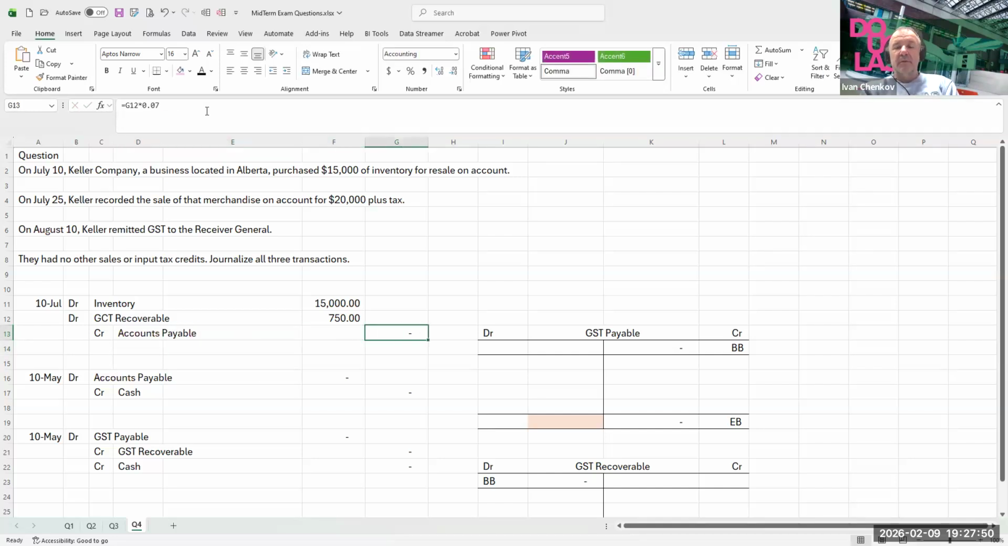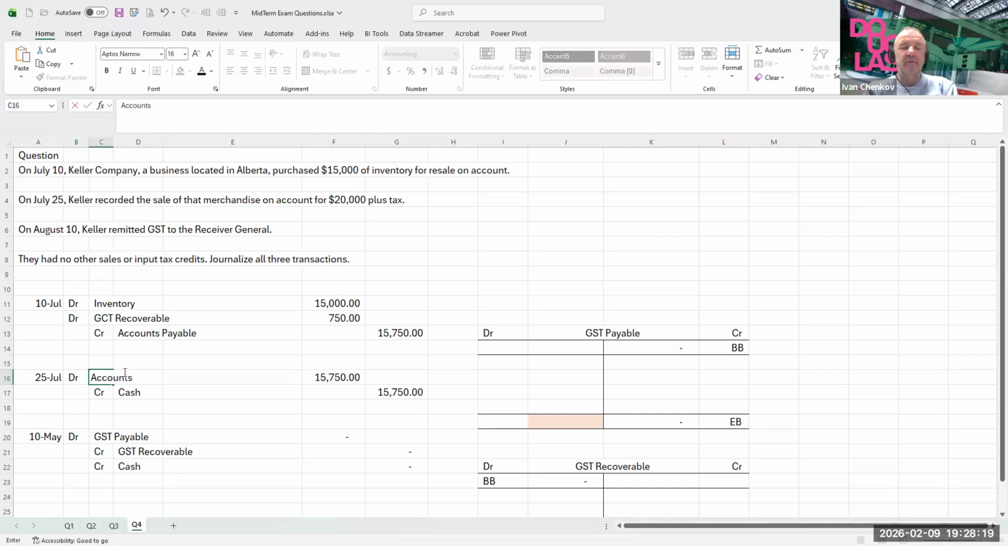And accounts payable in this case will be 15,000 plus 750. We're done with this. Then we're going to July 25th. On July 25th, sales on account. So now we're going to have, instead of accounts payable, receivable.